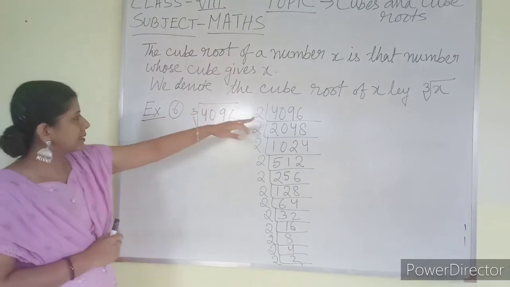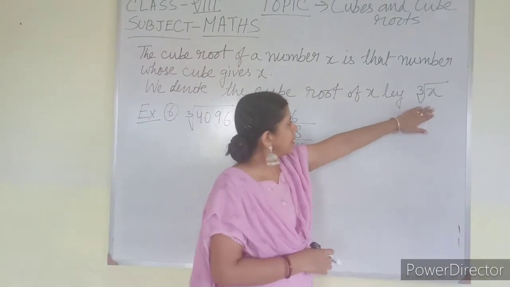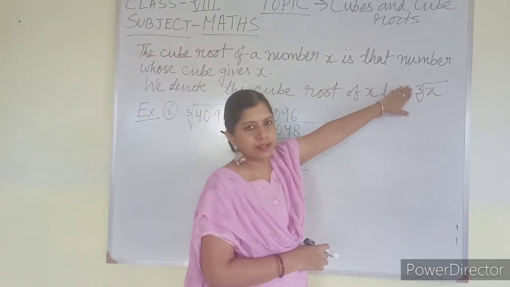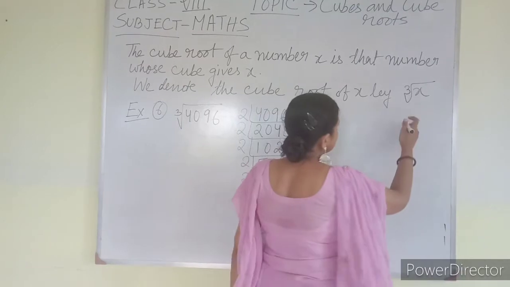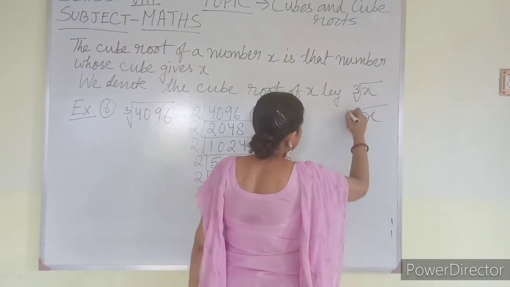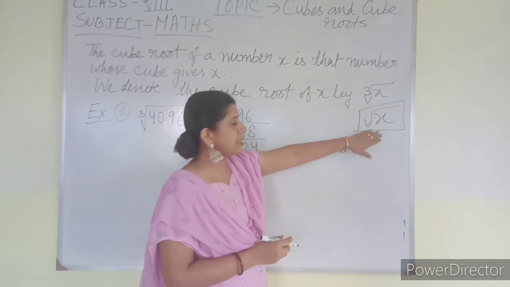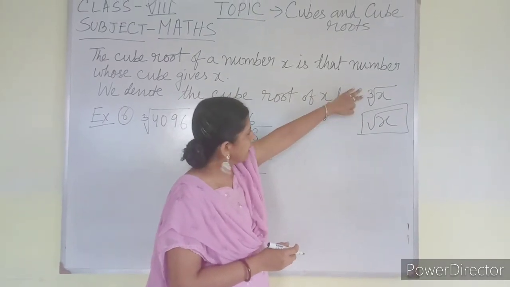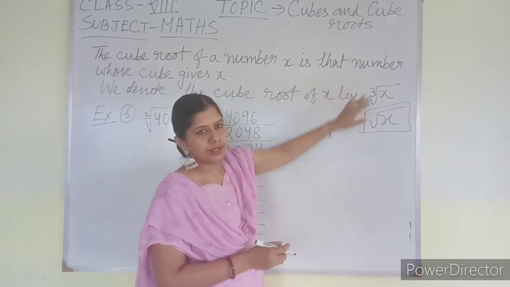Generally we represent the cube root in this form. It is very important that you write 3 here. If you don't write it, then the meaning will change. If I write only this one, that means it is the square root. If nothing is written, that means it is the square root. If 3 is written, then only it is the cube root. So this is very important.